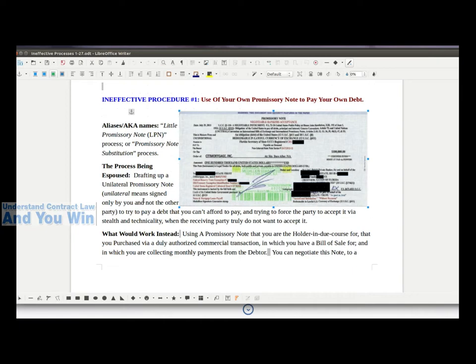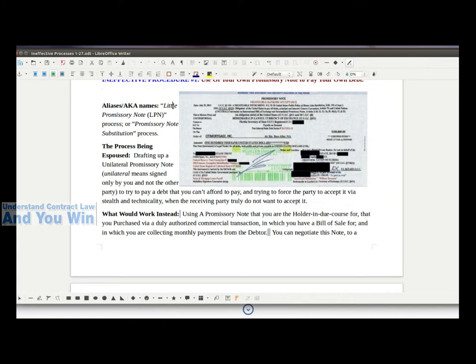Or some people may not call it a little promissory note. However, there's a marketer on the internet calling this process the little promissory note process. I think it's a marketing tactic to increase sales and try to show people how easy it is. When you say, "Oh, this is just a little promissory note process," it's kind of just a way to convince people, "Oh, okay, I can pay off all my debts with a little promissory note," rather than telling people it's a promissory note or a big promissory note.